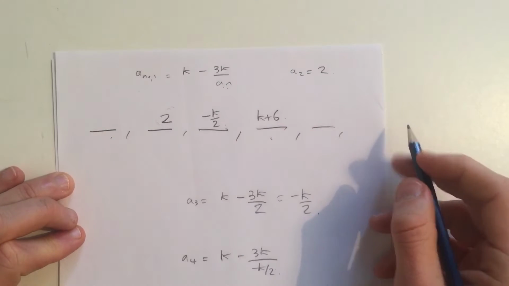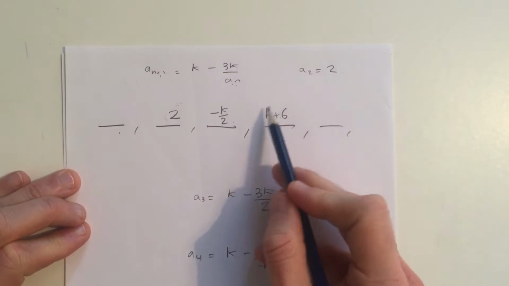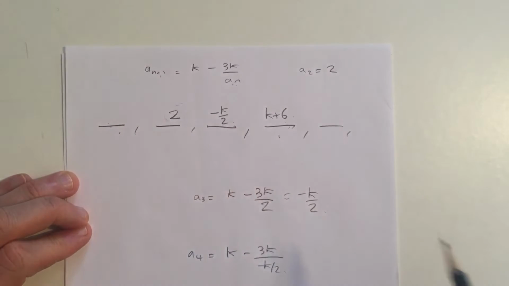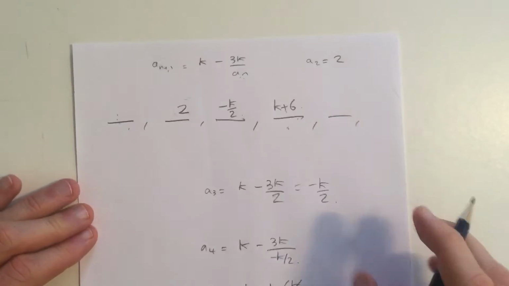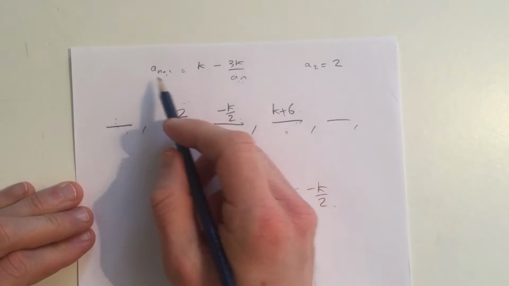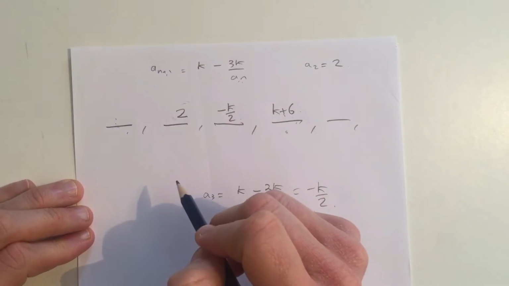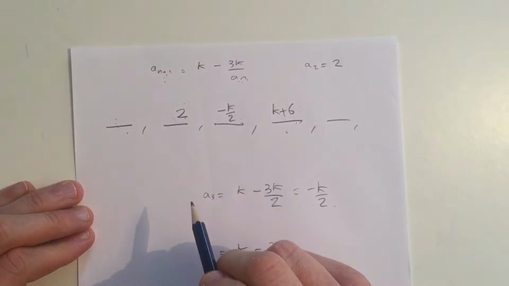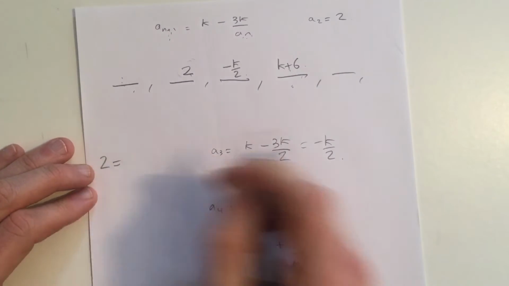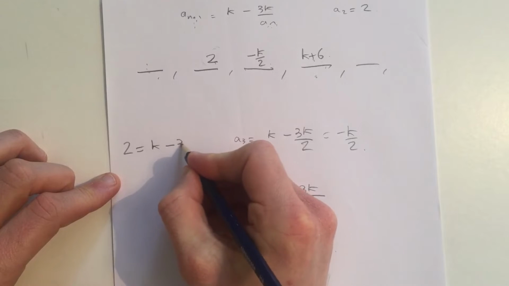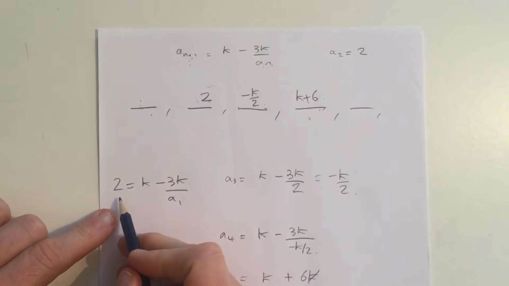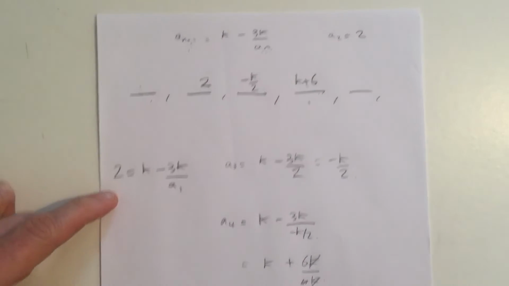Now, I could keep going, but actually I don't need to here. Remember that I know the fourth term is going to be the same as the first term. So I need an expression for the first term here, and then I can make this equal to this. For the first term, I know that I can work in reverse with this. Considering that I know that the second term is 2, I could work in reverse to work out the first term. So if I said 2 equals k minus 3k over a1, so substituting in the second term here to work out the first term there.